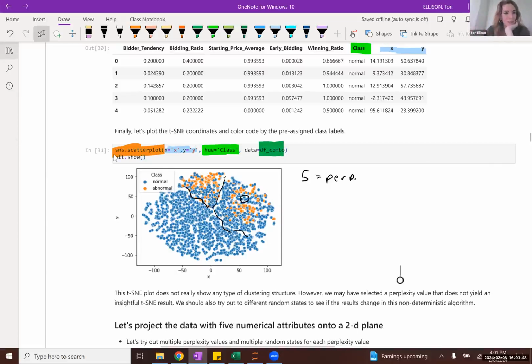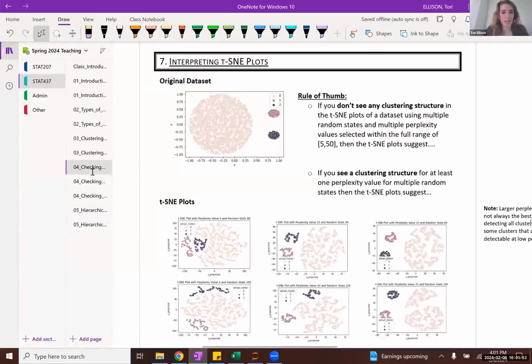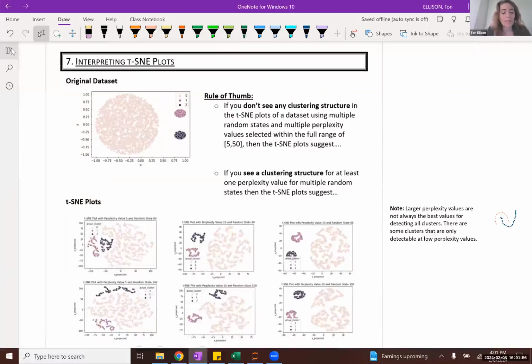We're going to go through more perplexity values for this particular data set in just a second. But let's look at a few artificial examples to learn a little bit more about what the t-SNE plot can and cannot tell you, and how to select the best set of parameters to extract the most useful insights or suggestions from the data set.